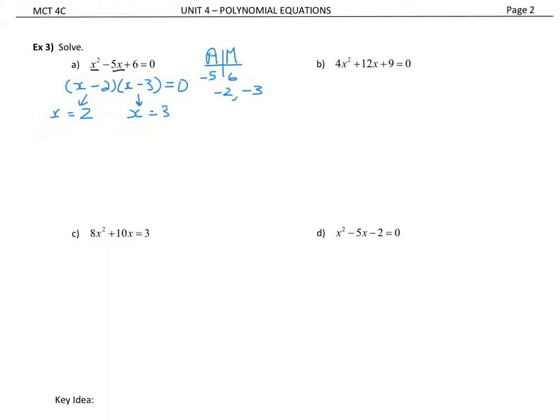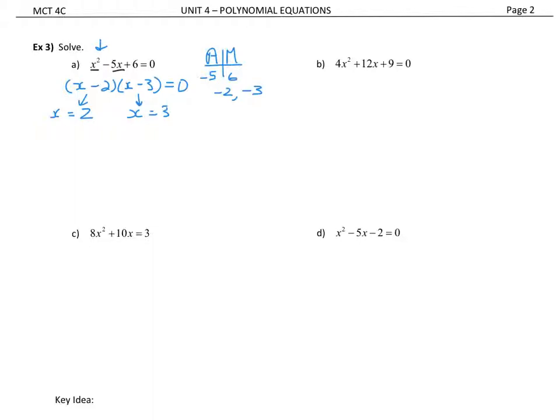If I were to sub the 2 into the original equation, 2 squared, so right here, putting it right there. Okay, 2 times 2 is 4, minus 5 times 2 would be minus 10. 4 minus 10 is minus 6, minus 6 plus 6. Yep, does make that equal to 0. Likewise, 3 squared is 9. 9 minus 15 is minus 6, and then minus 6 plus 6, yep, that's equal to 0.